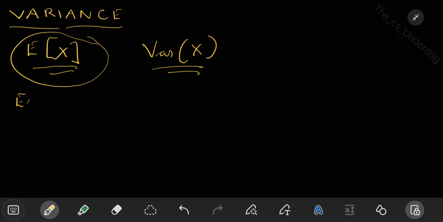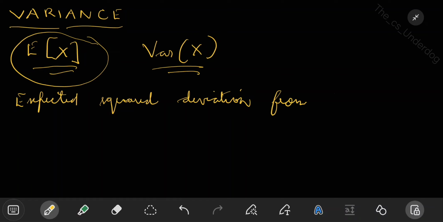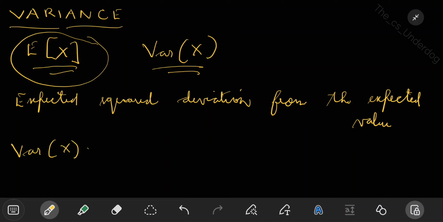Let us write it down. Expected squared deviation. Squared deviation, right? From the expected value. Why I am writing this down is, from this it's easier for us to identify the formula of variance. How do you find the formula of variance of a random variable x? Expected squared deviation from the expected value.